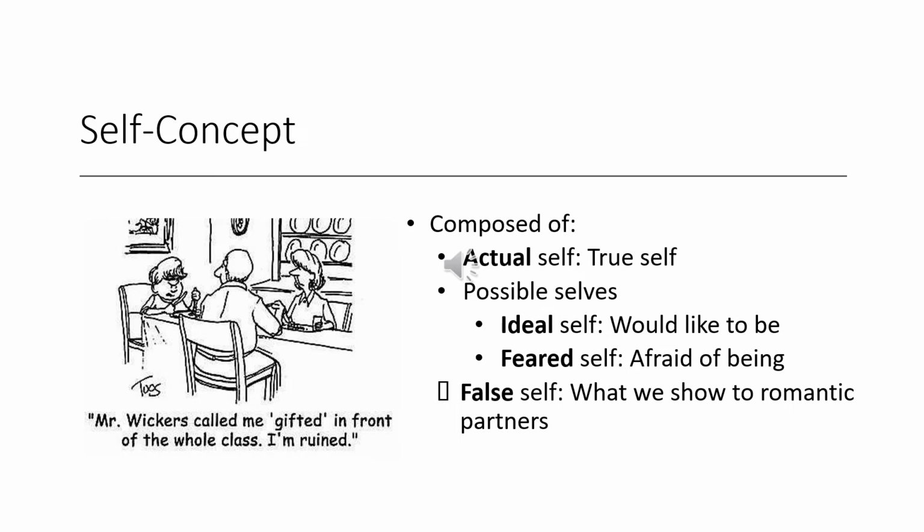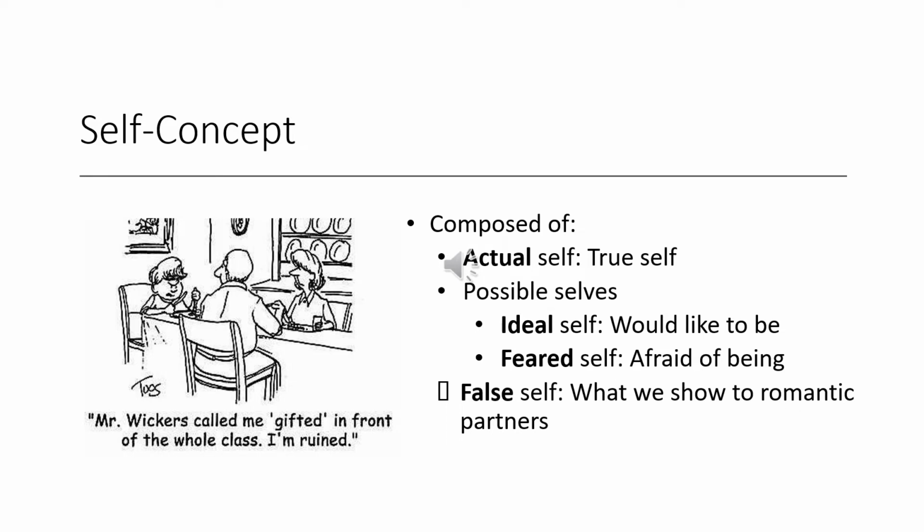Okay, so we talked about adolescence being a time of identity development, and self-concept is really a part of that, where we're trying to figure out who we are. Researchers have suggested that our self-concept is composed of our actual self, which is our true self, as well as some possible selves and a false self. So let's talk through all these, and I'll give my examples, and you can be thinking about what yours would be. So your actual self during adolescence, or your true self.